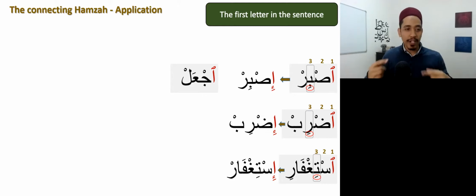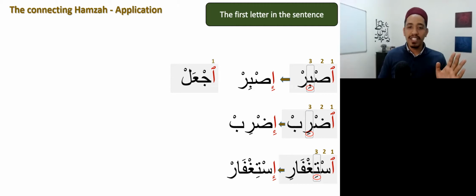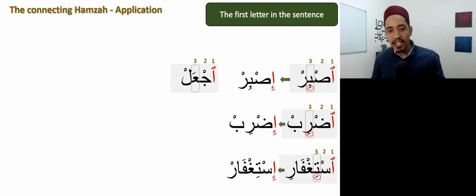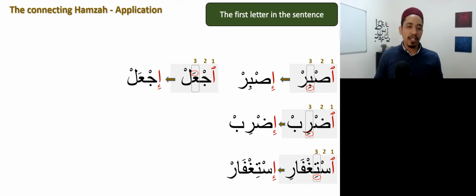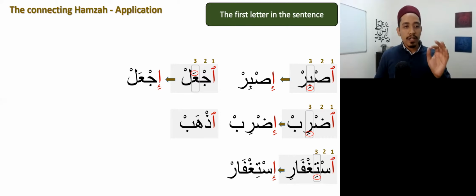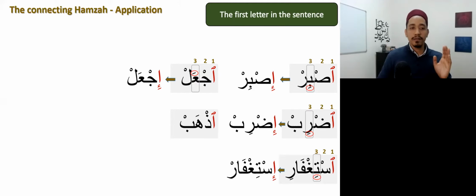So you have to do the formula, you have to do the calculation. Excellent. Perfect. So 1, 2, 3, fatha on the third letter. The rule tells me that if the third letter has a fatha, the connecting Hamza gets a kasra. Ij'al. Another example. So if the third letter has a fatha, then the connecting Hamza will get a kasra. Okay, let's look at another example.